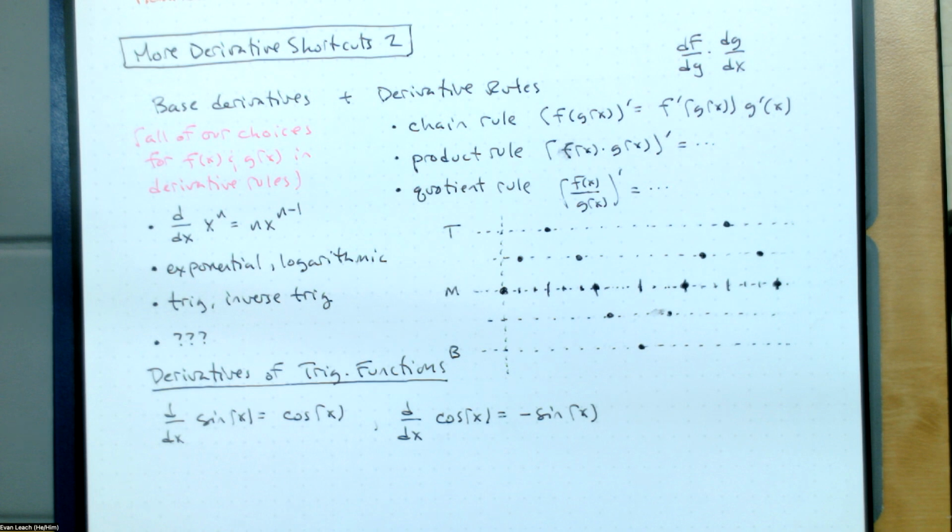A third from the middle on either side is where we get to a half, because sine of 30 is a half.